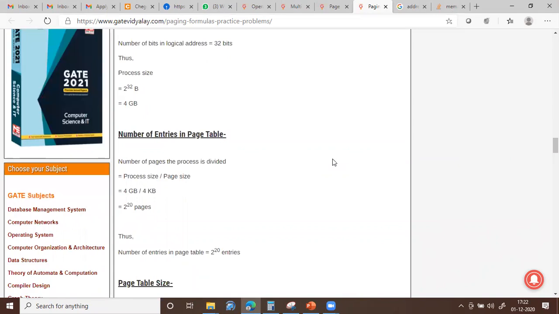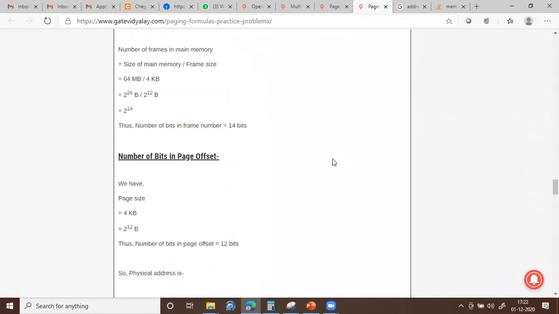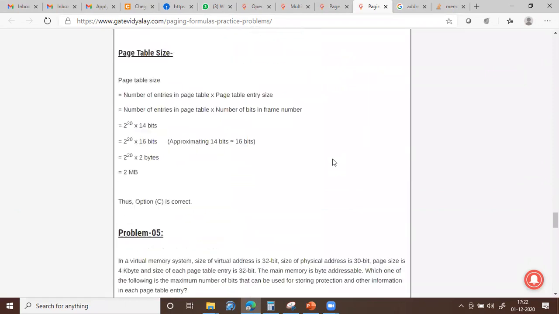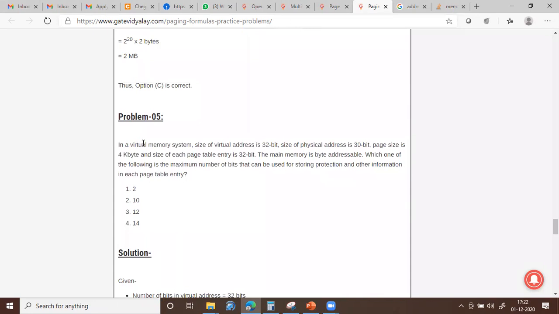Let us discuss one more example, which is a little tricky. Consider this. In a virtual memory system, virtual memory is nothing but the logical address space. The size of the virtual address is 32-bit. That is the logical address, which is 32-bit. The size of the physical address is 30-bit.